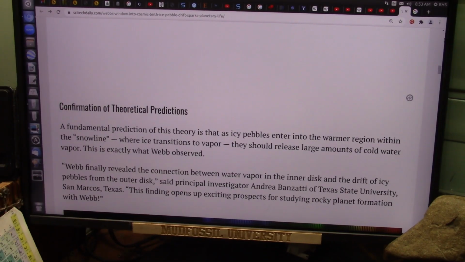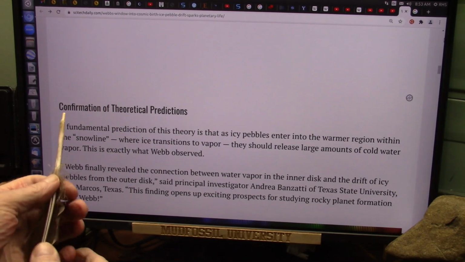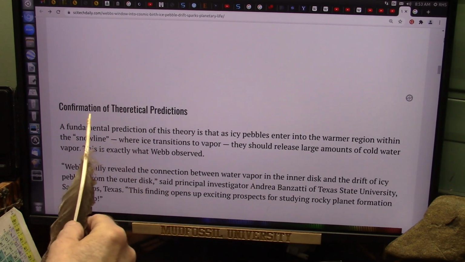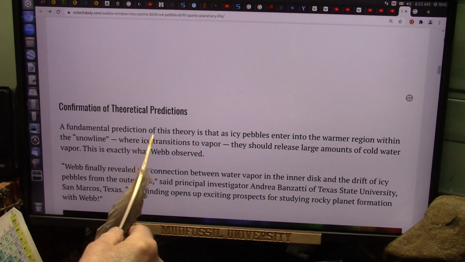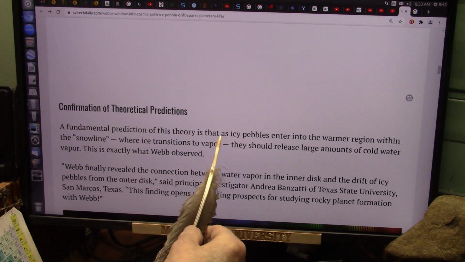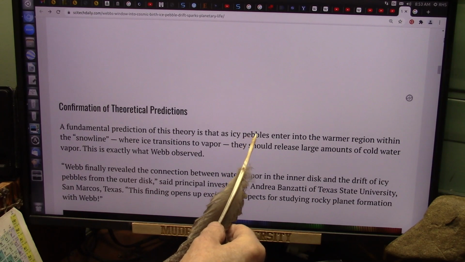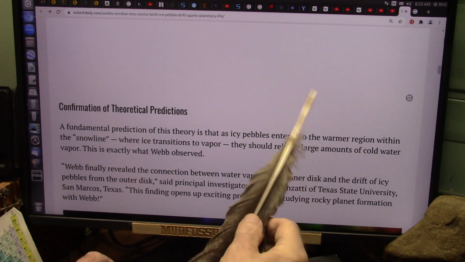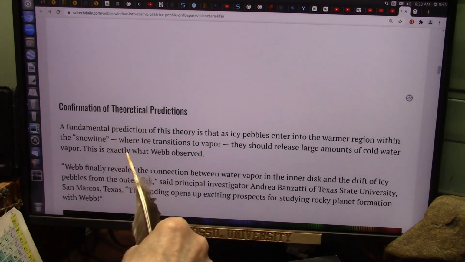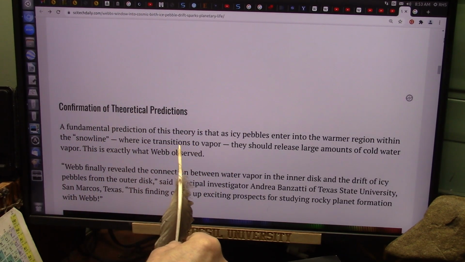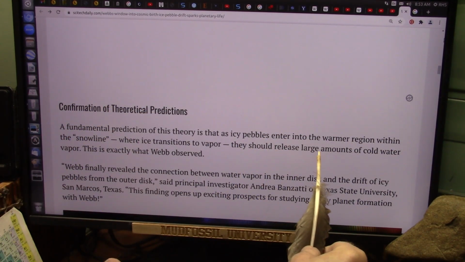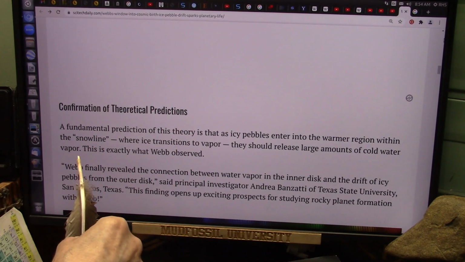All right, listen to this carefully. They're saying the confirmation of theoretical predictions. Right? A fundamental prediction of this water pebble theory is that icy pebbles enter into the warmer regions. So they're out here and they're icy in the snow line. They enter into the warmer regions where ice transitions to vapor, so it melts basically. They should release large amounts of cold water vapor.